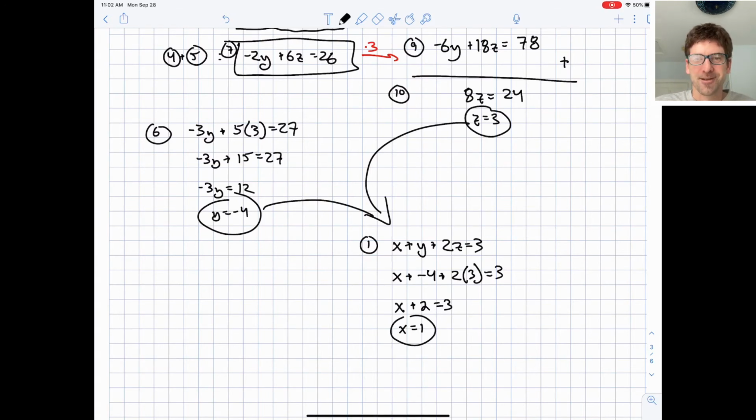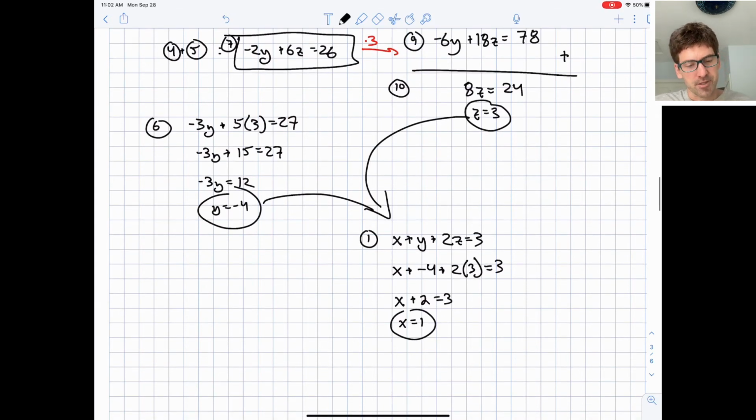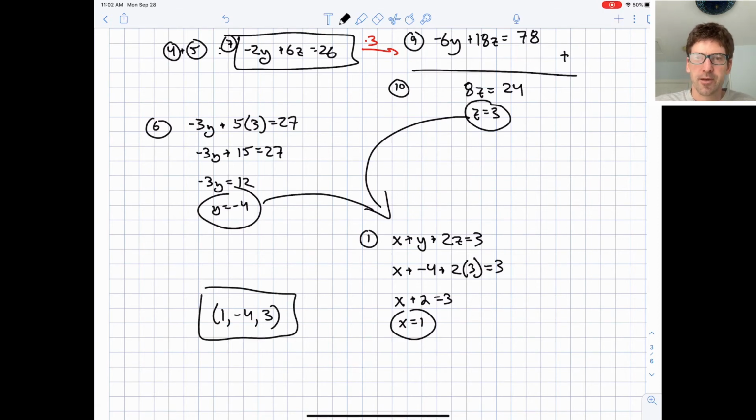Phew, we solved that one. That took a while, but now we have an ordered triple, x, y, z. So x is 1, y is negative 4, and z is 3. That would be our solution to this system of 3 equations.